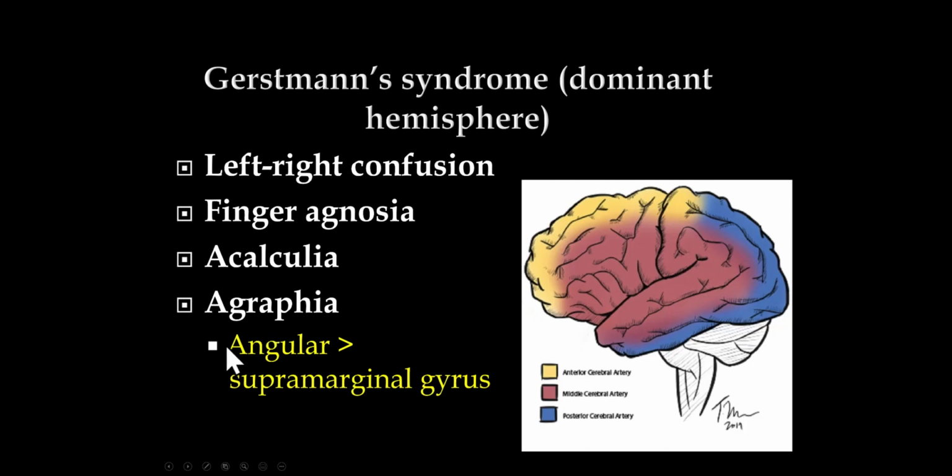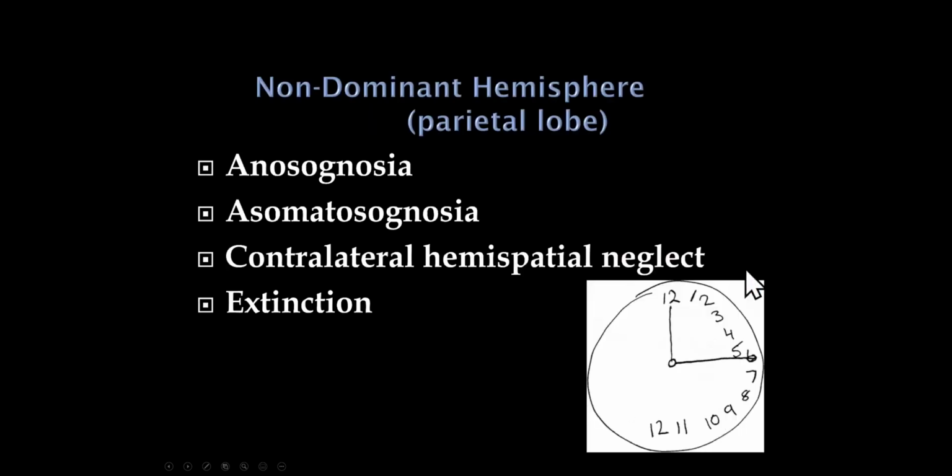So again, you want to associate that with the angular gyrus, and students get this mixed up all the time. This is the language dominant hemisphere, but they don't have an aphasia because the lesion is just a little bit behind Wernicke's area.